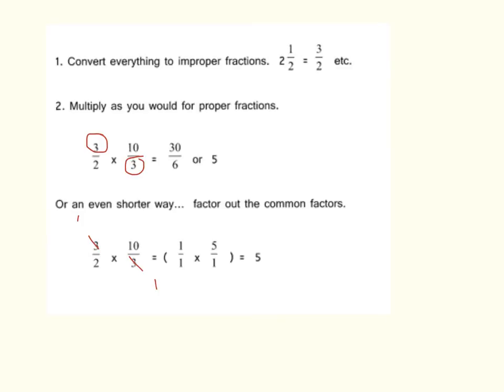I can also change these. So this is a 10 and a 2. I could factor out the 5 so that this becomes a 1 and a 5. And notice how that's going to give me the answer 5. So that's just a quick way of, once we get it in all improper or proper form, that I can quickly solve the problem.